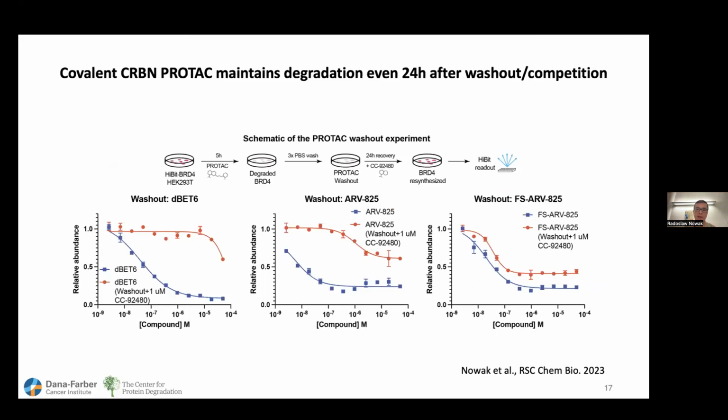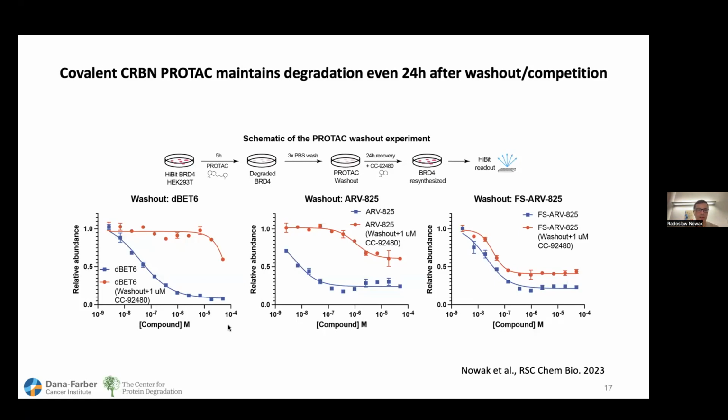So we further probed this modality of covalent engagement of the ligase with a washout experiment. And this is a rather simple experiment. We have taken HiBiT-BRD4 cells, treated them for 5 hours with a PROTAC molecule, and BRD4 would be degraded at this point, then 3 times PBS wash, and allowed for a 24-hour recovery. In the premise, we replaced the media with addition of CC-92480. So that allowed us to fully block the ligase again and look at what happens to the resynthesized form of BRD4. So if you perform this experiment with dBET6, you see exactly the same thing.